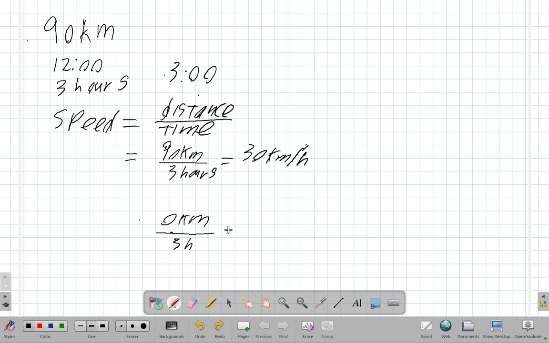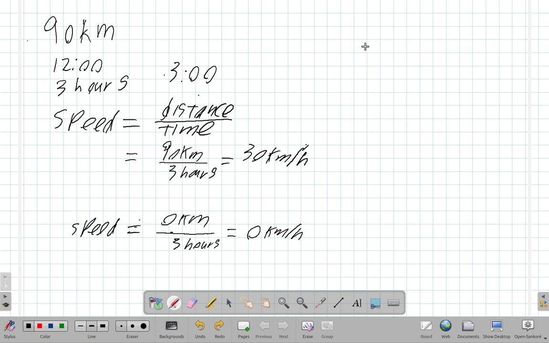So your speed now is 0 divided by 3. It's 0 kilometers per hour because you did not cover any distance. That's the second situation. So that is your new speed.